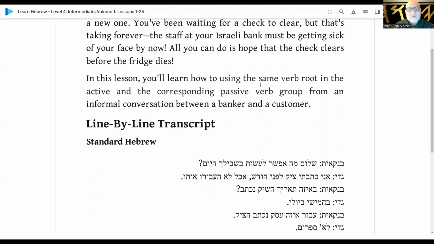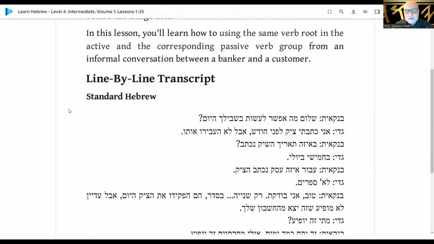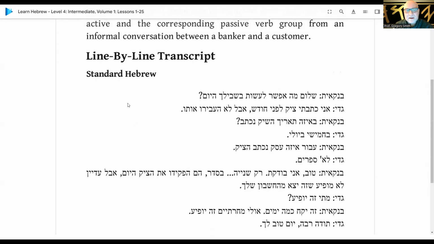In this lesson, you'll learn how to use the same verb root in the active and the corresponding passive verb group from an informal conversation between a banker and a customer. Okay, so here is the line by line transcript, standard Hebrew. Now we've got Bankiati. This looks like it's a proper name, so it might have something to do with like a banker. I bet you it's a banker.